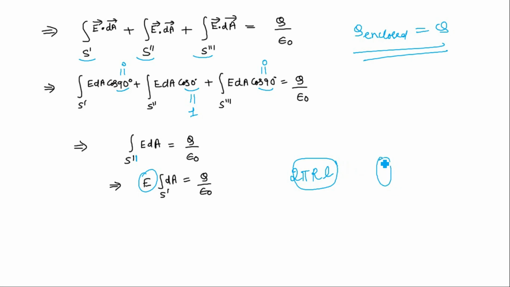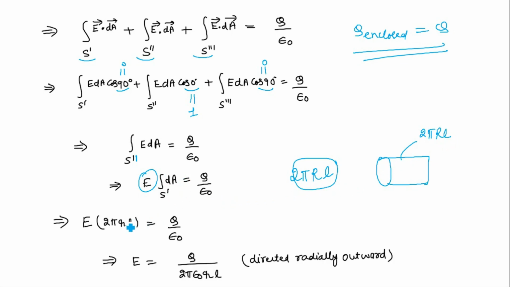This is the area of just the curved surface that we know from school classes. It will be 2 pi rL. So we put this value of area here. So E into 2 pi rL will be equal to Q upon epsilon naught, and hence the electric field will be Q upon 2 pi r epsilon naught L, and this will be directed radially outward.